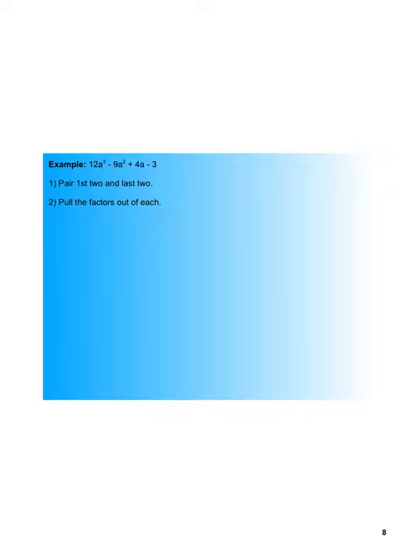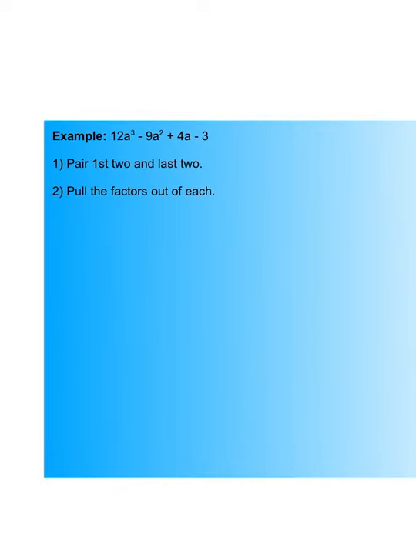If I group the first two here, I have 12a cubed minus 9a squared, and then again, I'll always put that plus there. And then I have 4a minus 3, okay? So I pull the factors out of each. So this first one, I can pull a 3a squared out of this because this is a to the third and a squared, and 3 goes into 12 as it does into 9.